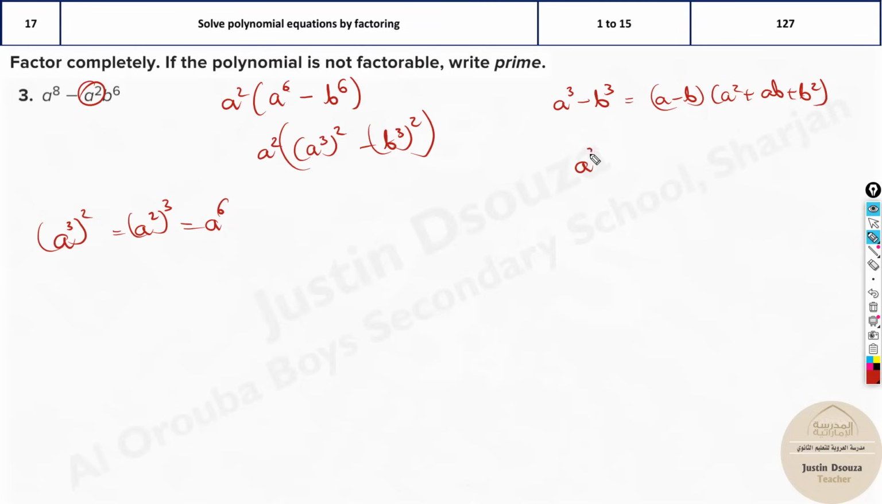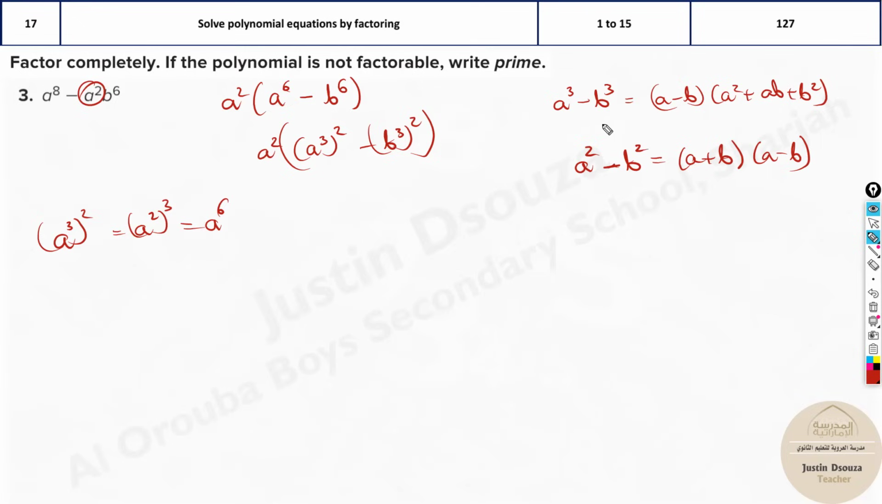That is a square minus b square. Do you know this identity? It is a plus b, a minus b. Now, if you use this identity first, then simplifying the above becomes easier.